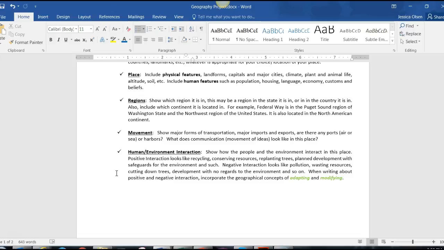Now, if you need help with any of this, like understanding or remembering the definitions for adapting and modifying, I encourage you to go back to the PowerPoint and look at the details in the PowerPoint.